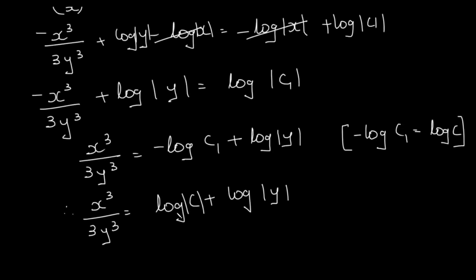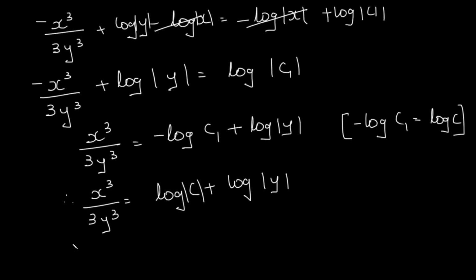Now when two logs are added together, we can just combine them by multiplying the numbers which are there in the logs. So thus we combine the logs and we get our final answer over here. So we get x cube upon 3y cube is equal to log yc as our answer. So this becomes the answer as it is given in the textbook actually. So study the sum, pause the video, study the sum, and then we'll go to the next sum.